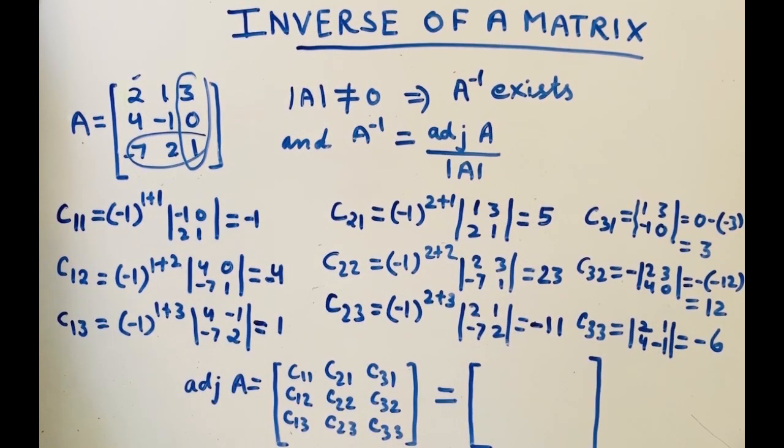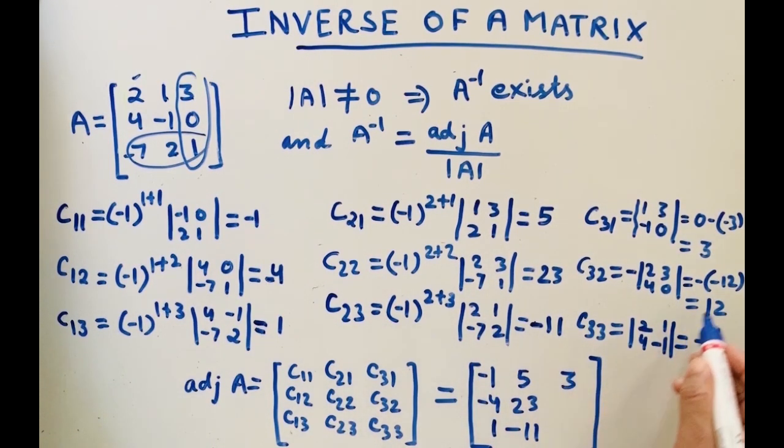Now you can write the adjoint of A. So our C11 is -1, C12 is -4 and C13 is 1. The same way C21 is 5, then C22 is 23, C23 is -11, here we got 3, and this one is 12 and this one is -6. So this way you can find out the adjoint of A. So this is your adjoint of A.